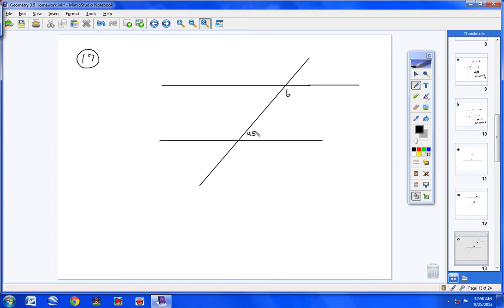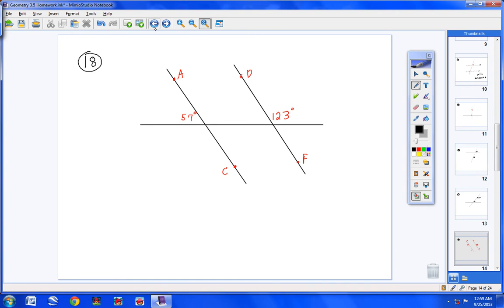Now, if that's 45 degrees, do you remember what we learned yesterday? If two lines are parallel, then their same side interior angles are not congruent. They're actually supplementary. So that means this angle here and this angle here have to add up to 180. So this angle here would have to be 135 degrees. Please don't forget what you learned yesterday. If two angles are same side interior angles or consecutive interior angles, those two angles are supplementary. Okay? That's number 17.